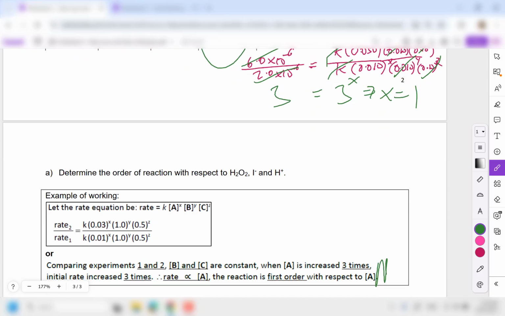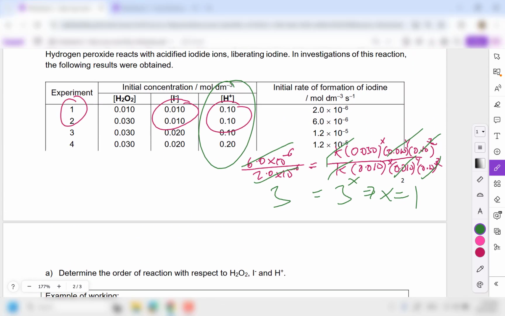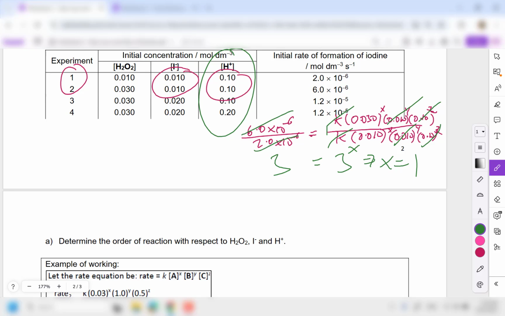But if you don't want to do calculation, what can you do? Can you write in this format? Yes, you can write in this format if you want. But it's a little bit tedious because you have to remember one thing. You have to emphasize that the concentration of I minus and H plus in this case is kept a constant across the two experiments.